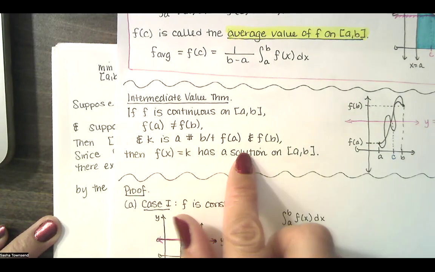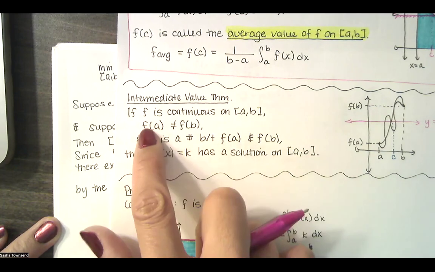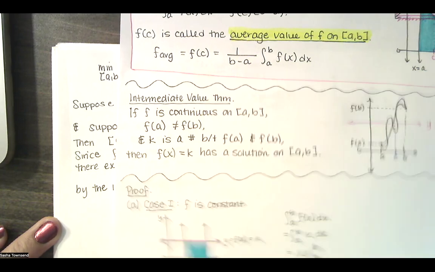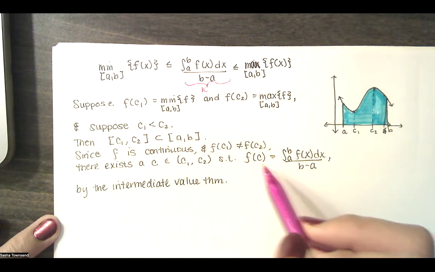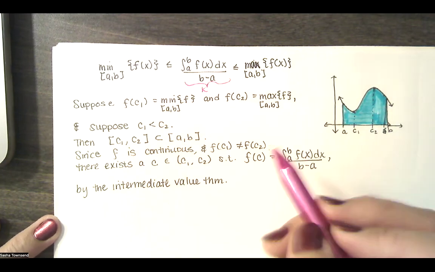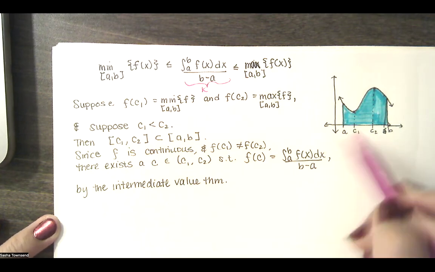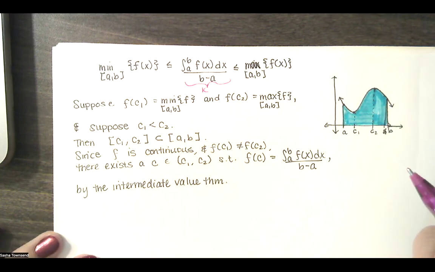Then f of x equals k has a solution between the x value that corresponds to the right endpoint and the x value that corresponds to the left endpoint. So if this is our k, we're saying f of x equals this number has a solution on that interval that starts here and ends here by the intermediate value theorem.